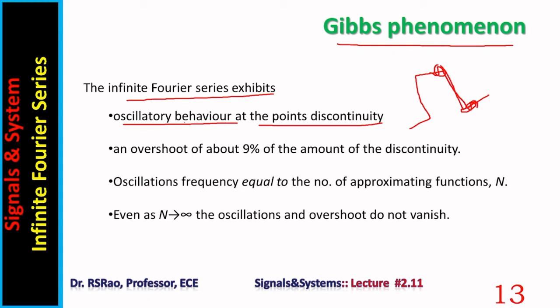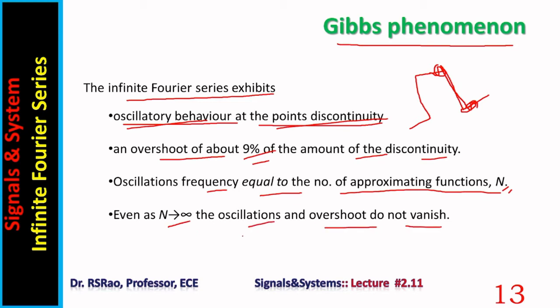Some more points are given here. The infinite Fourier series exhibits oscillatory behavior at the points of discontinuity. An overshoot of about 9% of the amount of discontinuity exists. This overshoot is 9% of the discontinuity. Oscillation frequency is equal to the number of approximating functions. See, here are oscillations. They have a certain frequency. That frequency is equal to the number of approximating functions. Even as n tends to infinity, oscillations and overshoot do not vanish. How large may be the number of functions you are considering? It doesn't matter. Overshoot exists, oscillations also.